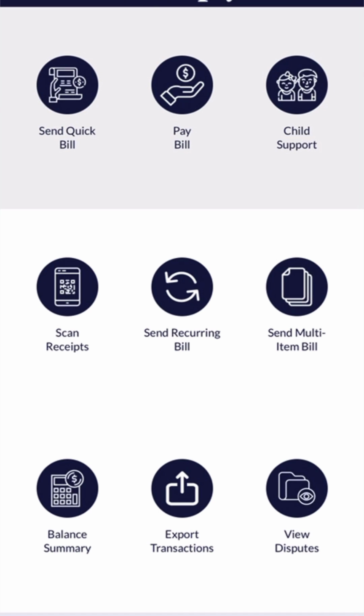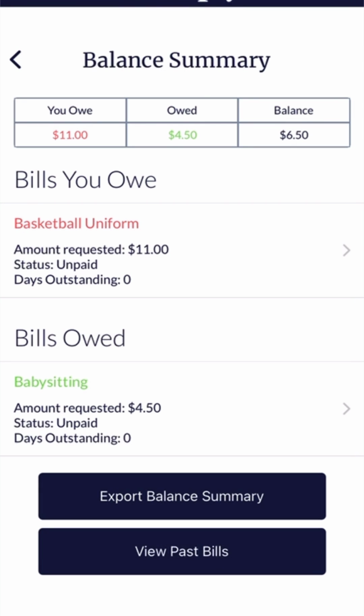Hi, this is Marco from DComply, and today I'm going to show you how to pay a bill in the app. So there's two ways you could pay a bill in the app. One way is to hit the balance summary button, and there you could see all the bills that you owe. So in this instance, I owe a bill for a basketball uniform.